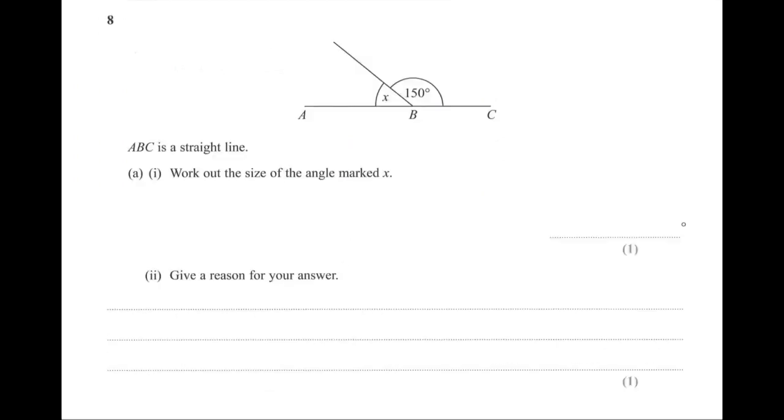Question 8. ABC is a straight line. A. Work out the size of the angle marked x. Well, as you should know, angles in a straight line add up to 180. Now, to work out the value of x, we need to do 180 degrees minus 150 degrees, which equals 30 degrees. So the value of x is equal to 30 degrees.